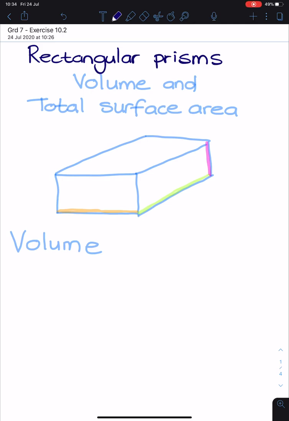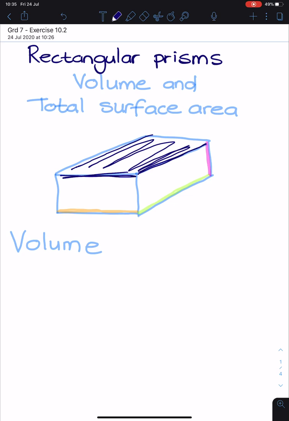Morning, grade 7s. Today we're looking at rectangular prisms, and we're specifically going to look at how to work out the volume and the total surface area of rectangular prisms. Now, we've done volume before. In front of us we have a rectangular prism, and we are used to working out the area. So if we wanted to work out the area of the top surface of the box, it would be length times breadth, which would give us the area of one side.